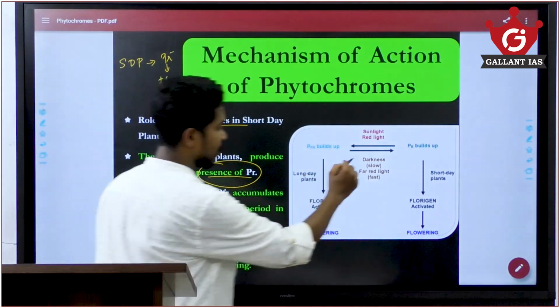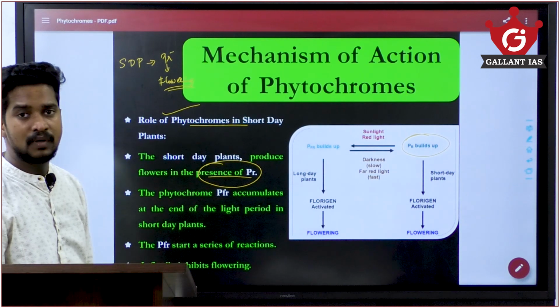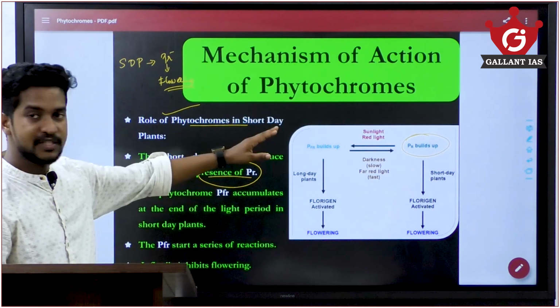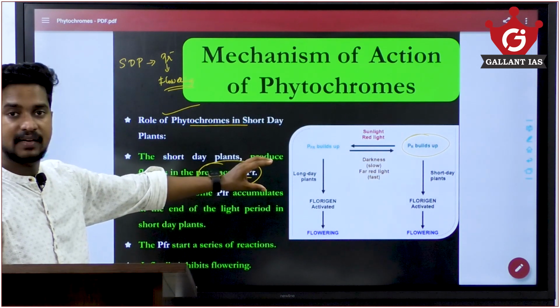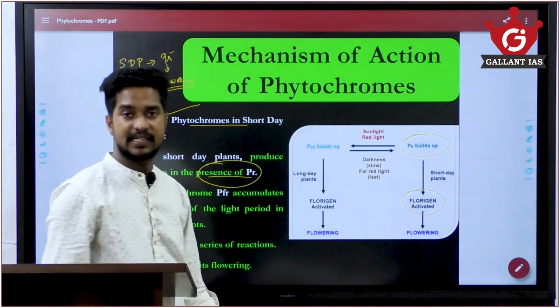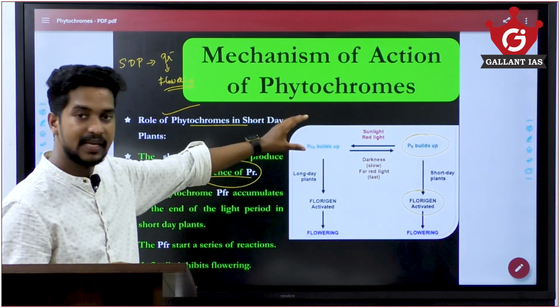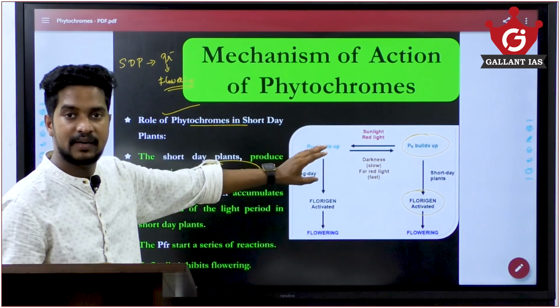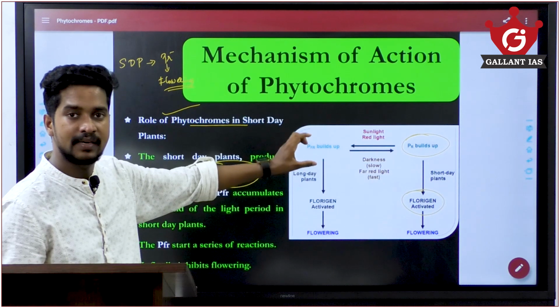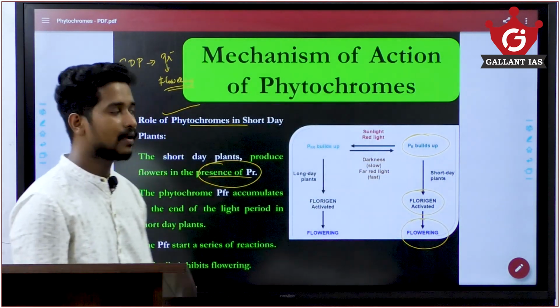Here look at the figure. You can see that the PR, or phytochrome red, builds up in short day plants and activates florigen. Florigen is a plant hormone that helps in flowering. In short day plants, PR builds up and activates the flowering hormone florigen, and as a result flowering takes place.